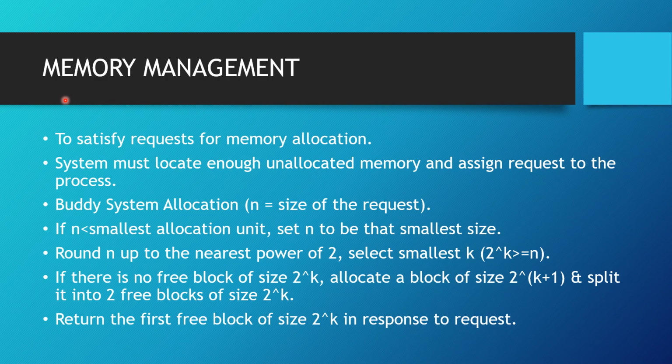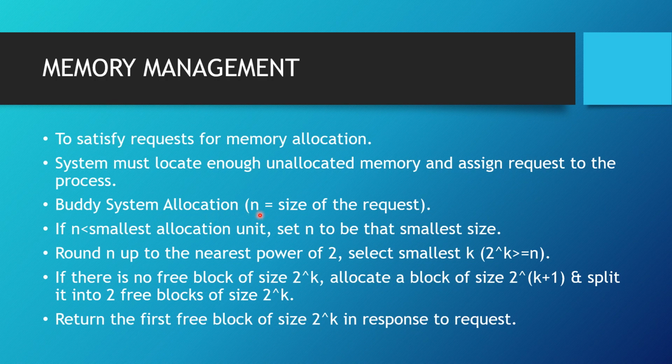First of all, before we discuss the buddy system allocation and binary tree, let me briefly explain memory management. Memory management is used to specify the request for the memory allocation. The system must allocate enough unallocated memory and assign the request to the process. One of the examples of memory management is buddy system allocation.